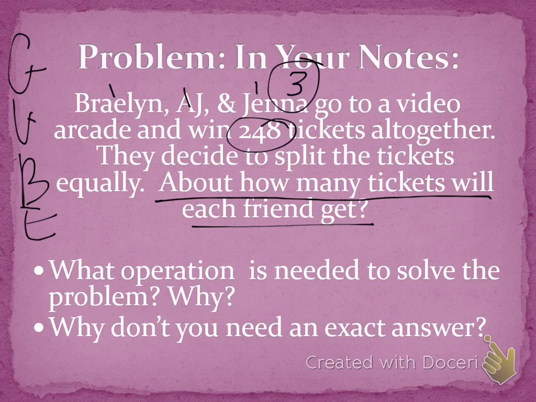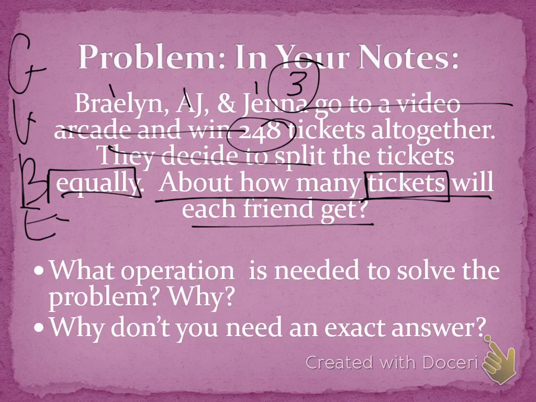Box in all important information or important words. So in the question it says about how many tickets will each friend get. So I need to know in my answer, my label will be tickets. They decide they're going to split all the tickets equally. It's important for me to know that I'm going to split all of these tickets into equal groups. When I'm splitting things into equal groups, I automatically should be thinking about division. Eliminate any information that I don't really need to know.